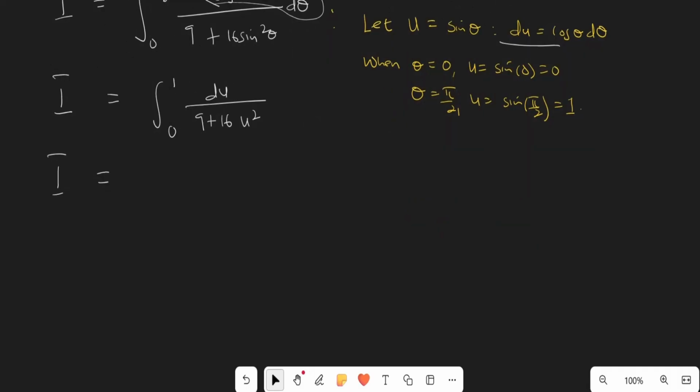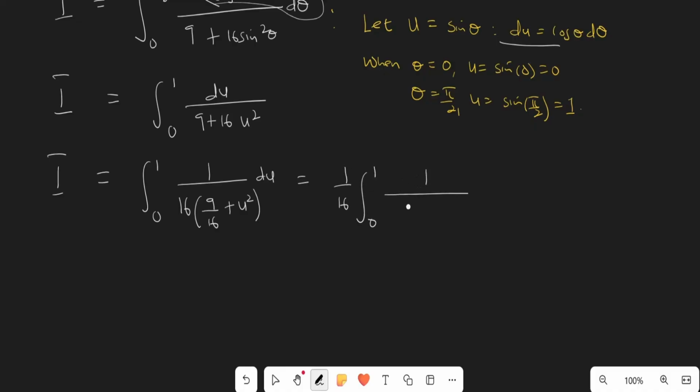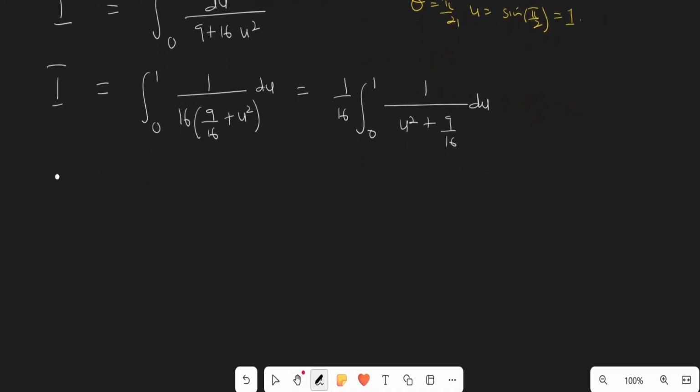What I'm going to do is factorize 16 out of the denominator. So I have 16 into, when I factorize 16 out, 9 over 16 plus u squared, this one du. And 1 over 16 is a constant, it comes in front. You have 1 over 16, the integral from 0 to 1 of 1 all over u squared plus 9 over 16 du. So I is equal to 1 over 16, the integral from 0 to 1 of 1 all over u squared plus 9 over 16, which can be written as 3 over 4 all squared, du.